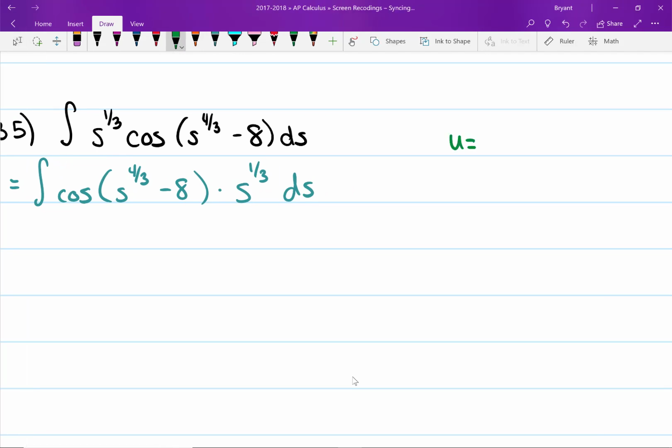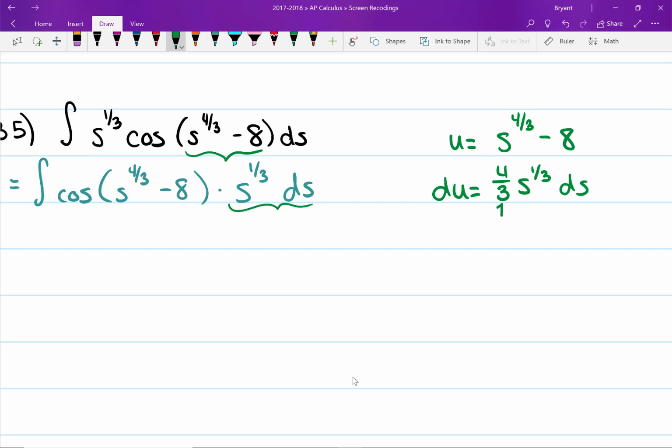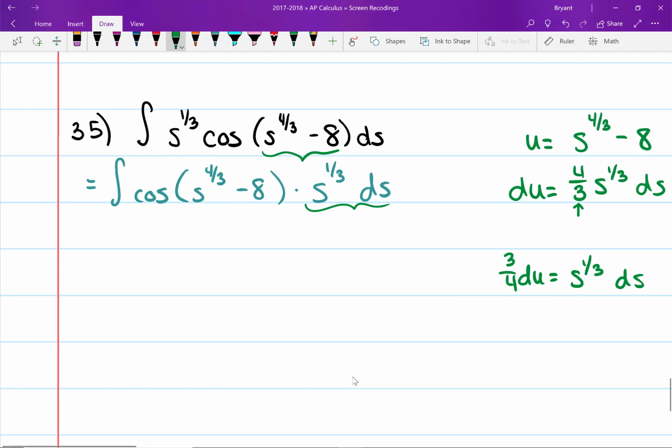So this is u is equal to, again, the inside piece, s to the 4/3 minus 8. So du is equal to 4/3 s to the 1/3 ds. Notice I do have most of that. I just want to get rid of that pesky 4/3. So this is 3/4 du is equal to s to the 1/3 ds. What I'm doing here is I'm multiplying by the reciprocal of 4/3 to get it to cancel.